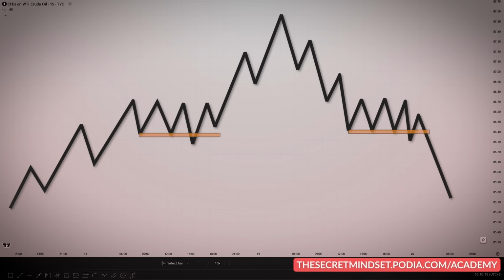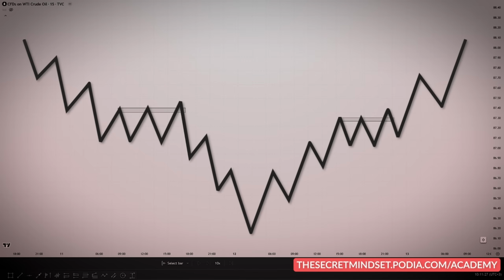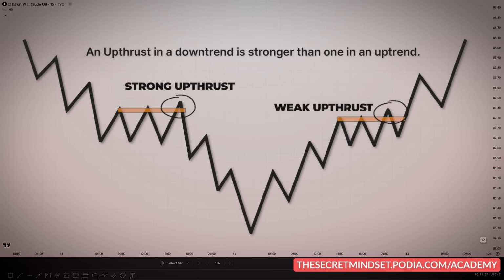You need to look at the bigger picture too. For springs, check if the overall trend is up. A spring in an uptrend is stronger than one in a downtrend. Look for signs of accumulation before the spring. This makes the pattern more likely to work. For upthrusts, check if the overall trend is down. An upthrust in a downtrend is stronger than one in an uptrend. Look for signs of distribution before the upthrust. This makes the pattern more likely to work.